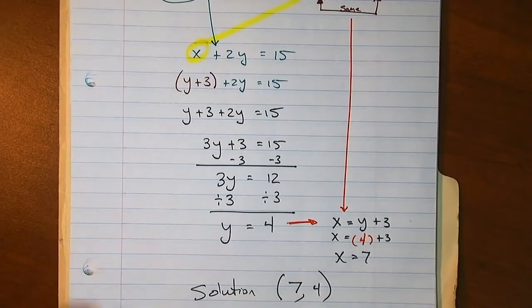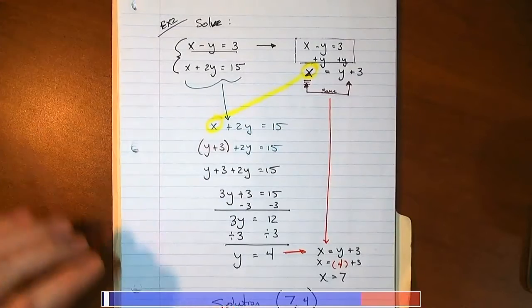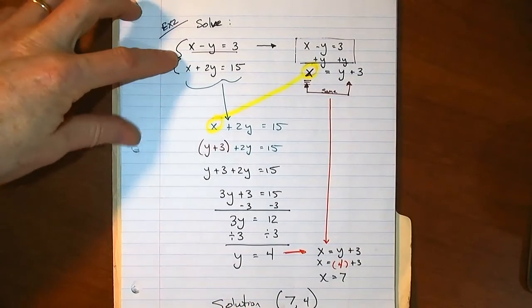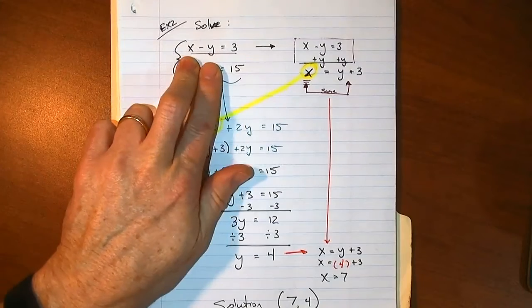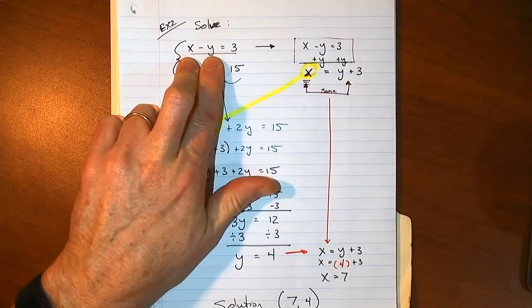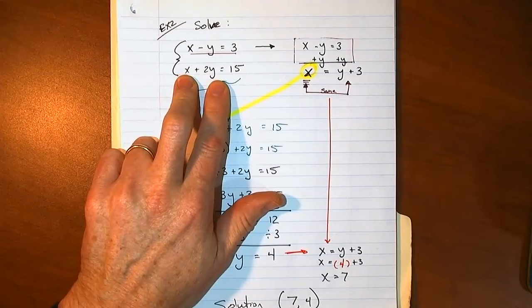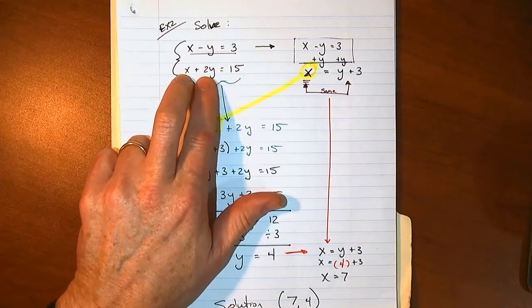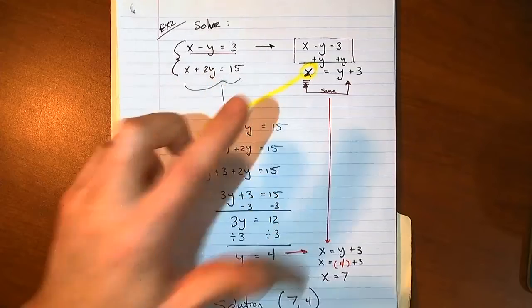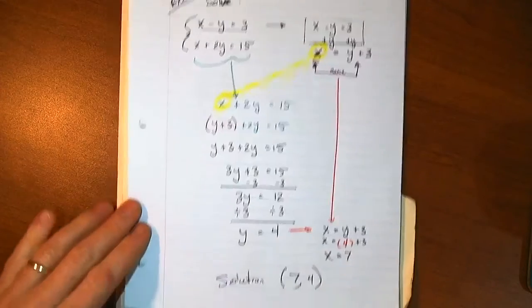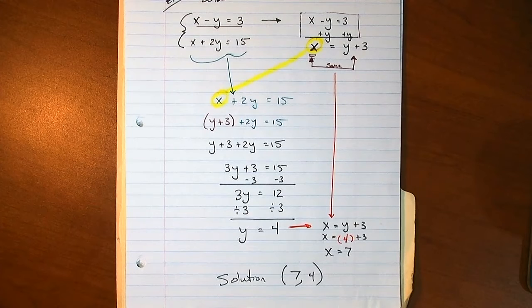And there's my solution. Now, just like we did before, we can check that by going back to our original problem and plugging these numbers in. So if I plug in a 7 and a 4 here, is 7 minus 4 equal to 3? Well, yes, it is. So that works. And if I plug in a 7 and a 4 here, 4 times 2 would be 8. 7 plus 8 is equal to 15. So it works. Okay, so this is our basic idea of using substitution.